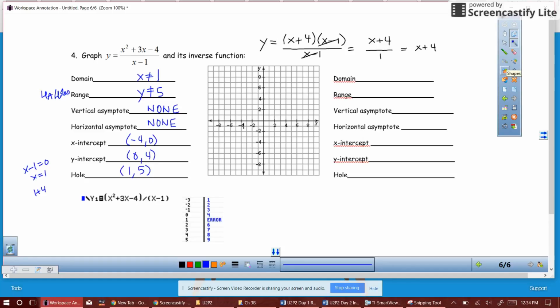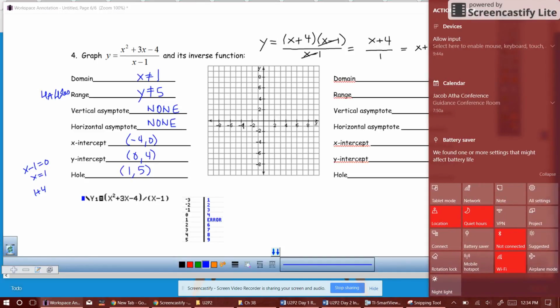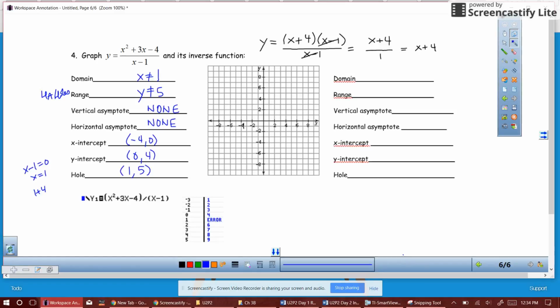So I don't have any asymptotes to draw this time. So I'm just going to start putting down my other characteristics. So I have an x-intercept of -4. A y-intercept of 0, 4. I have a hole of 1, 5, so 1, 5. Draw that hole, and then I can get a couple more points.